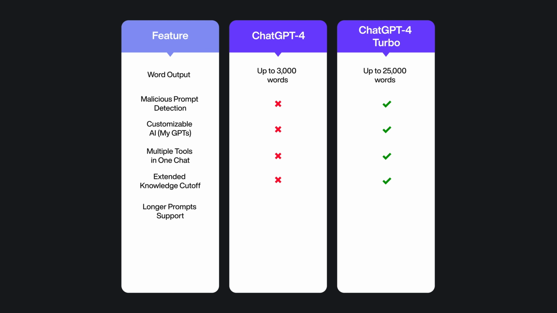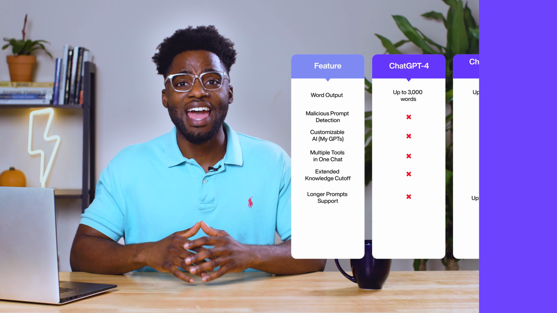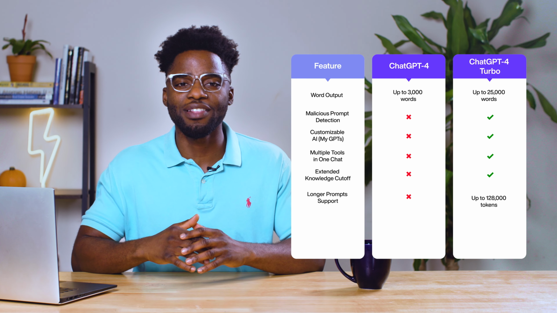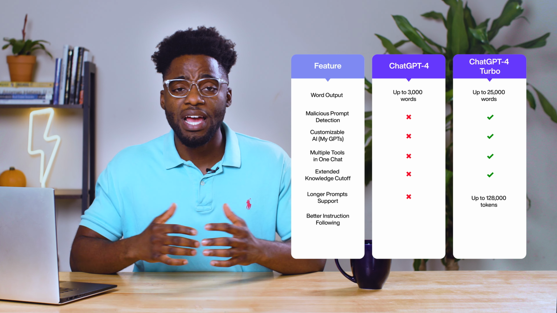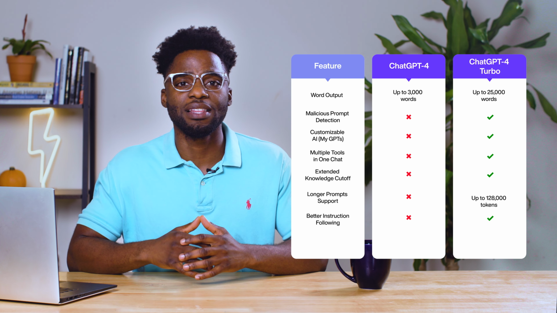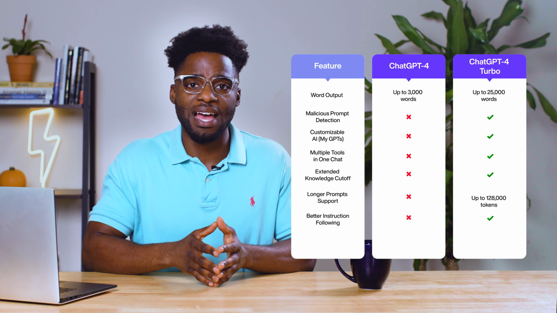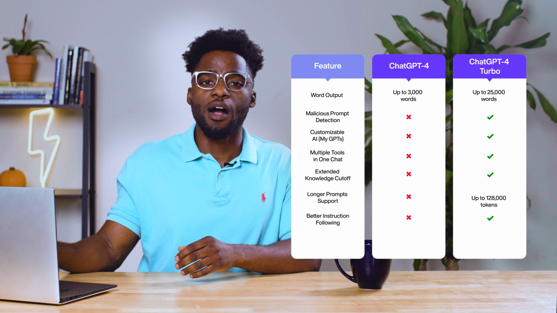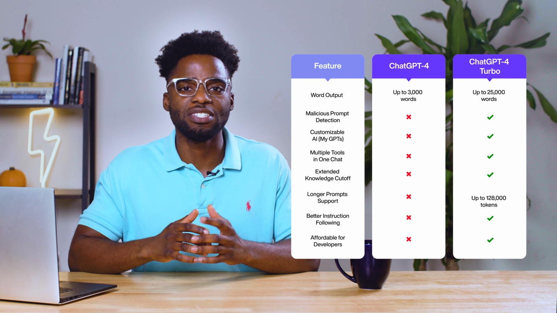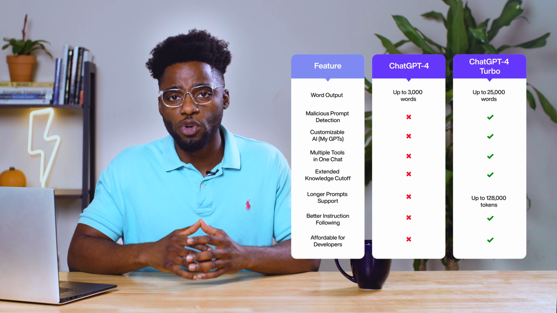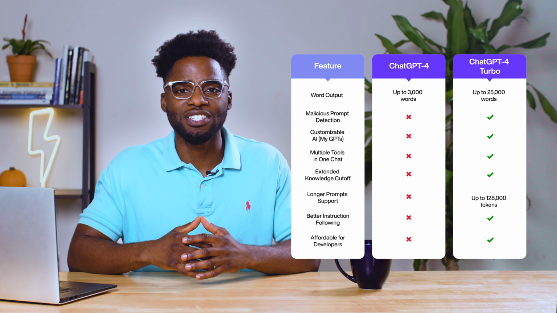Longer prompt support. ChatGPT 4 might run out of breath, but ChatGPT 4 Turbo can handle up to 128,000 tokens. It's like having an AI that reads an entire library on the go. Better instruction following. ChatGPT 4 Turbo is an excellent listener, ideal for specific tasks like generating formats. Affordable for developers. Here's a win-win for budget-conscious developers. ChatGPT 4 Turbo is powerful and budget-friendly.